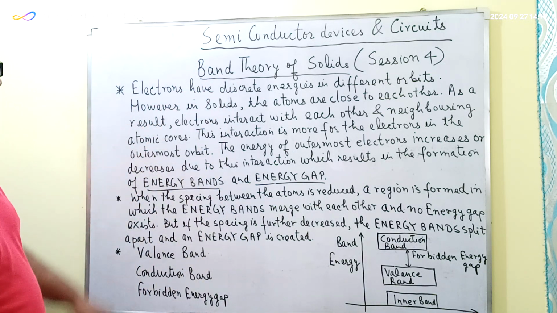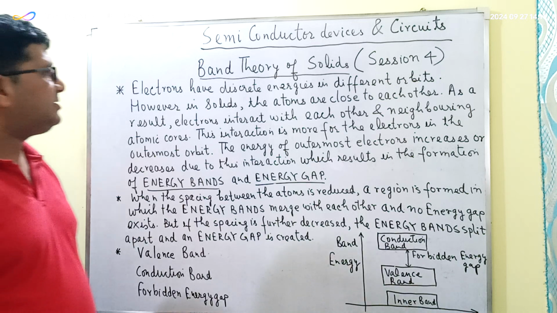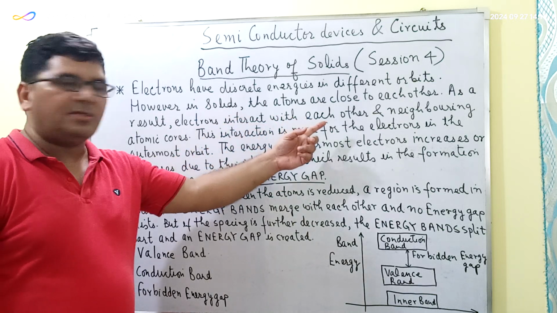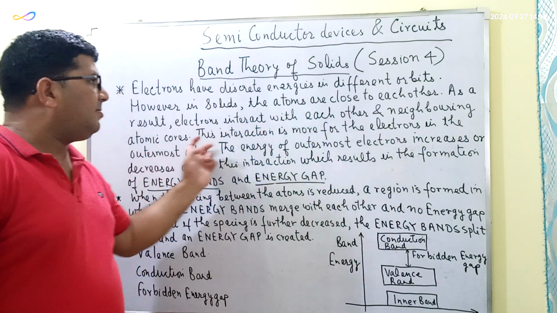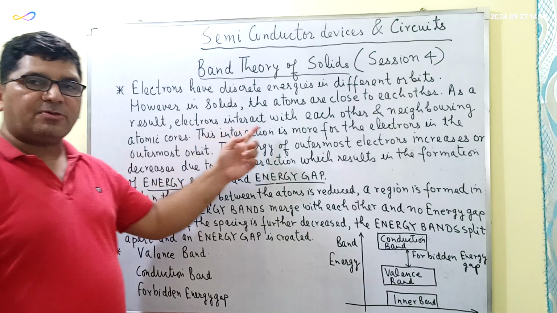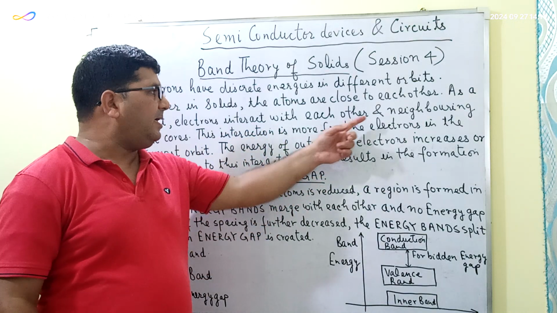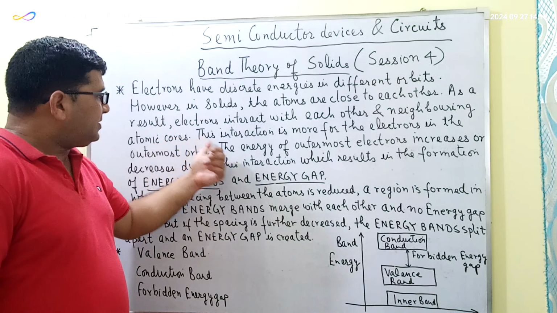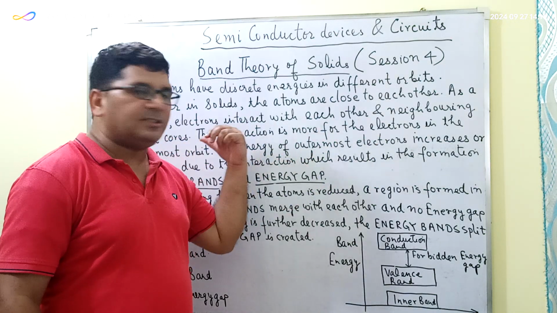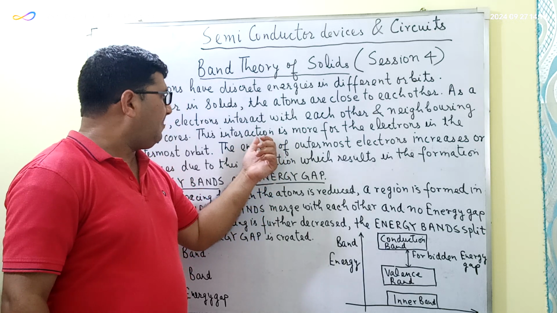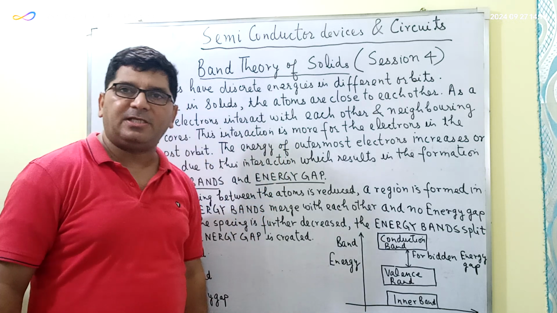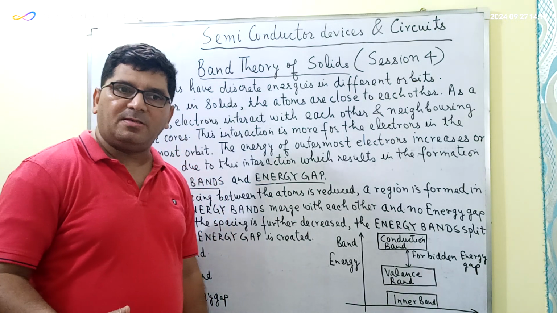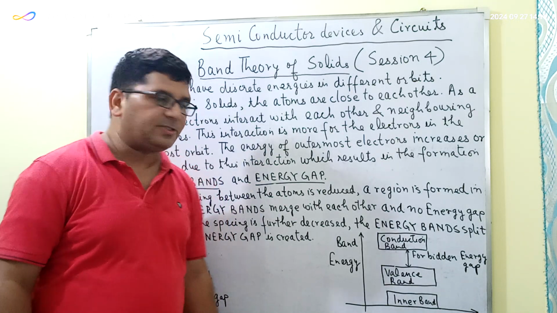So the first point here is that the electrons have got discrete energy levels in the different orbits, and we all know about it. But in the case of solids, the atoms are close to each other. Now, because they are close to each other, the electrons interact with each other, and at the same time they are also interacting with the neighboring atomic cores. This interaction is more for the electrons which are residing in the outermost orbit, whereas this interaction is almost negligible for the core electrons or for the electrons which are residing in the inner orbits.